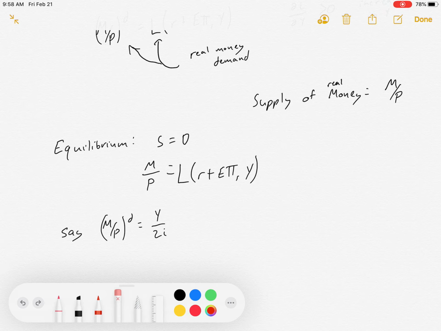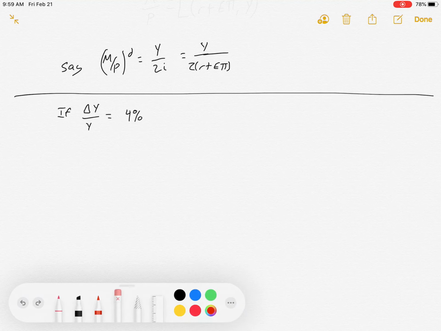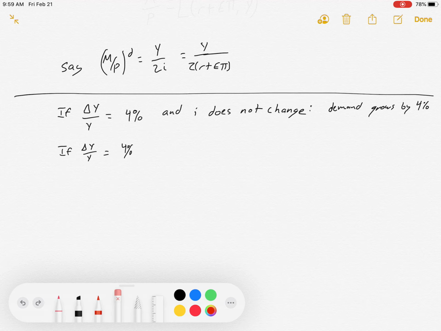Notice it fits what we want. If Y gets bigger, demand gets bigger. If I gets bigger, demand gets smaller. You could rewrite it to have the real interest rate and expected inflation if you wanted to. But let's explore what happens when we give this thing functional form. If the change in GDP is 4% and I does not change, demand will grow by 4%. There's our growth rate rules. If the top is growing by 4% and the bottom is growing by nothing, then the whole fraction grows by 4%.